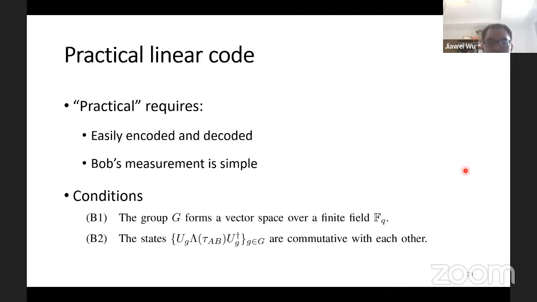It requires that the unitary group should form a vector space over a finite field, and Bob's received states should commute with each other. Then this can be constructed with a linear code and can be efficiently decoded.